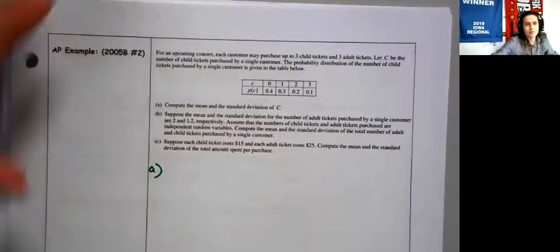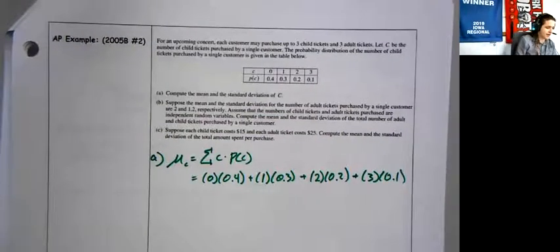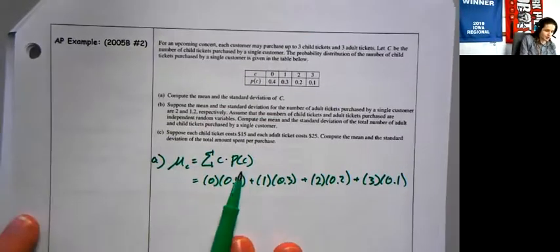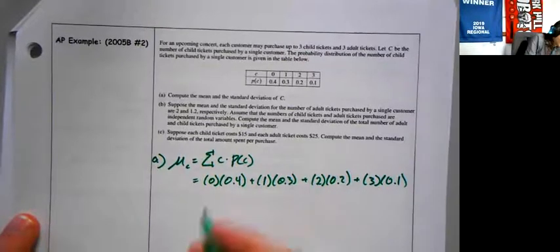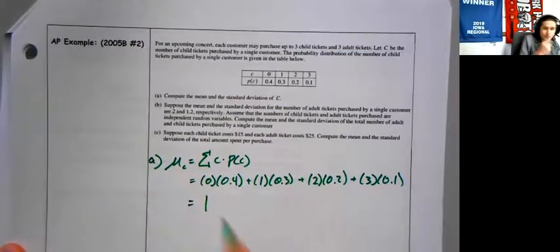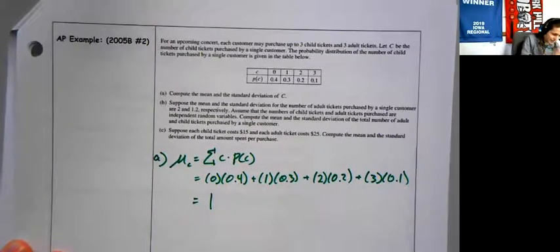Let's pause, calculate the mean and standard deviation of C. Multiply that out real quick. Multiplying the values times their probabilities. That's 0, that's 0.3, that's 0.4, and that's 0.3. That adds up to 1. So the mean number of children's tickets sold is 1. Great. It is that easy.